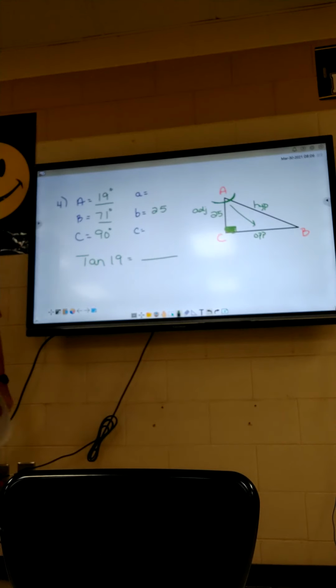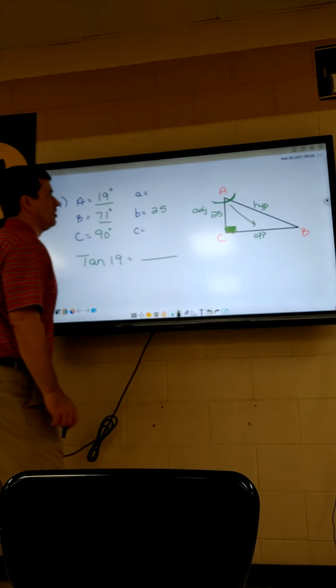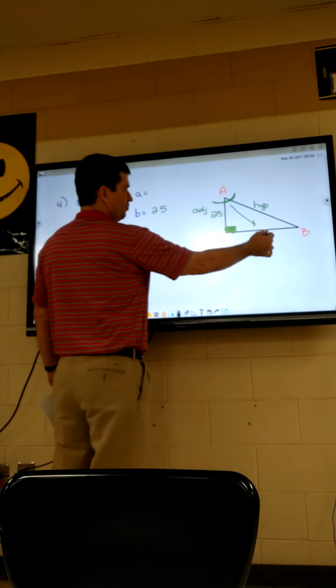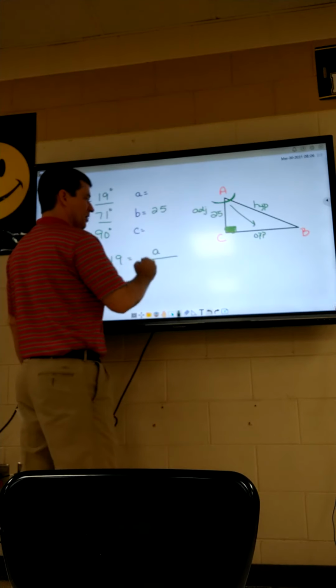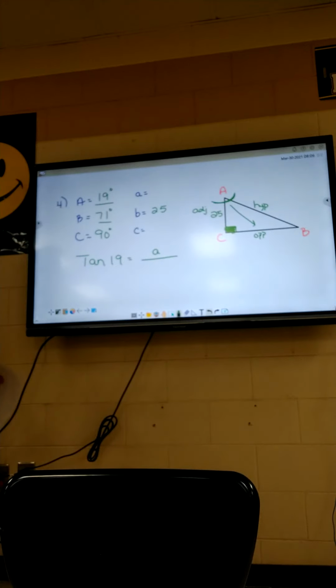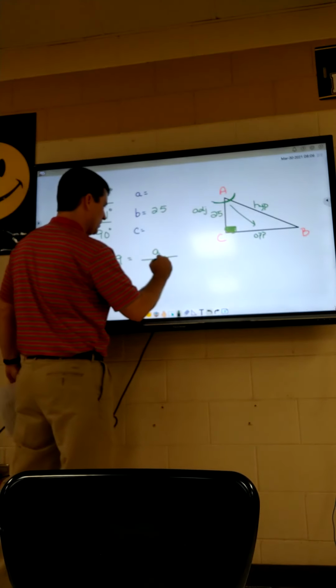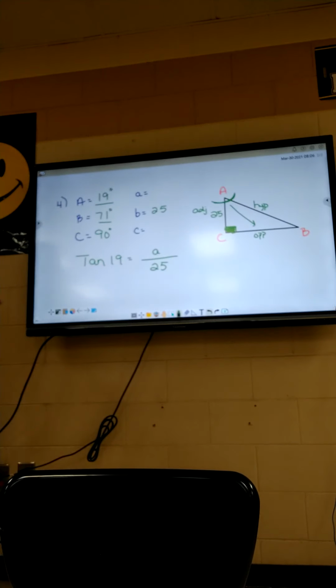Now, where did I get the 19 from? It's angle A. We're always going to start with angle A. What does the formula say goes on top? It says your opposite side goes on top. Opposite from angle A, we don't have a number over there, so we'll just put little a. What goes on the bottom? It says your adjacent side, which is 25. That's how you set this problem up, and that's really the only work you're going to have to show.